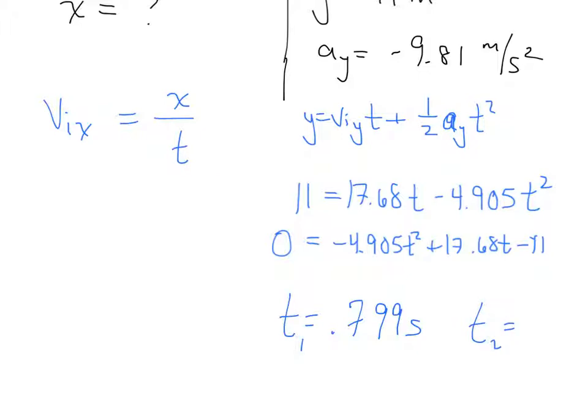Same approach. So I press second, I hit trace, I go down to the 0. Now I'm going to choose 2 as my left bound, and I'll choose like 4 or 5 or something out here as my right bound. And then I'll hit enter, and I'll get the second root of 2.8 seconds. So there's 2 answers, and this is very confusing at first to understand.